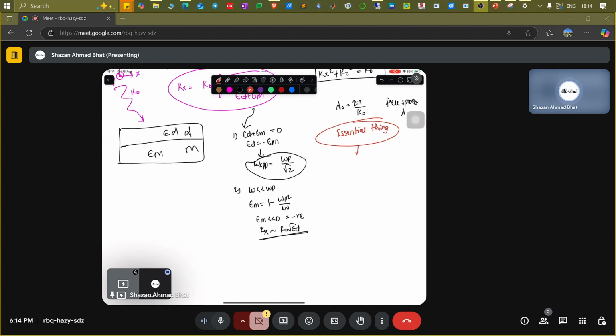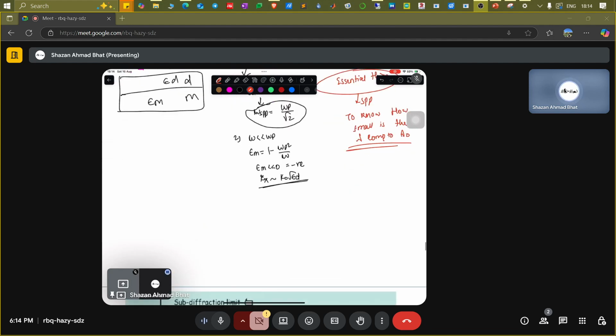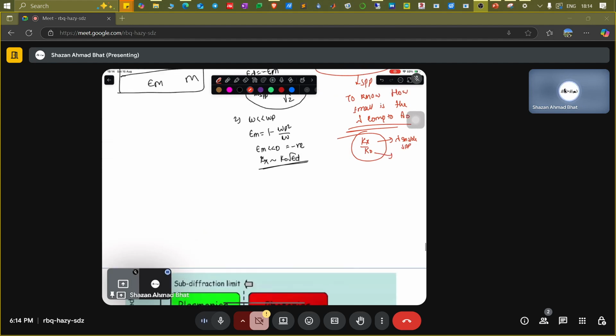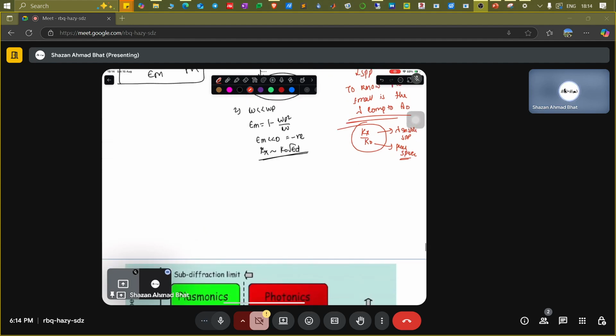What we need to know in the surface plasmon polariton resonance is how small is the lambda compared to lambda naught. And that is what basically the ratio of kx by k naught is going to give you. So it's going to give you the lambda of the surface plasmon polariton, the wavelength inside. This is going to give you the lambda for the free space. Okay, so you can write lambda of the surface plasmon polariton to be 2 pi by kx, and lambda naught as 2 pi by k naught.